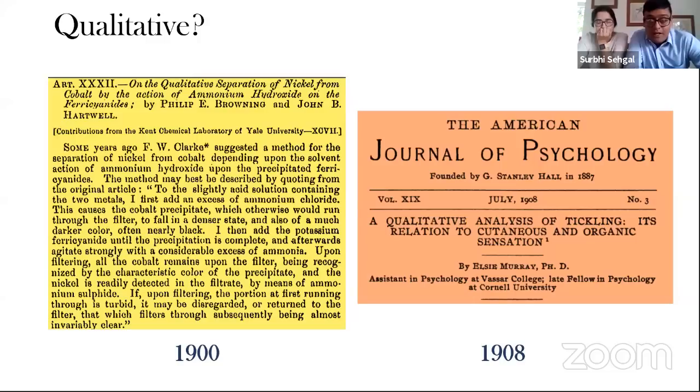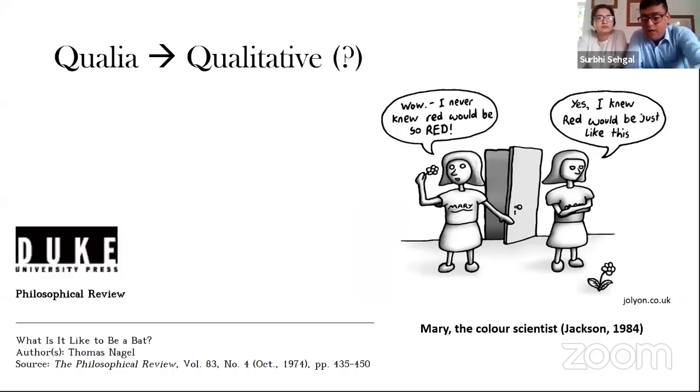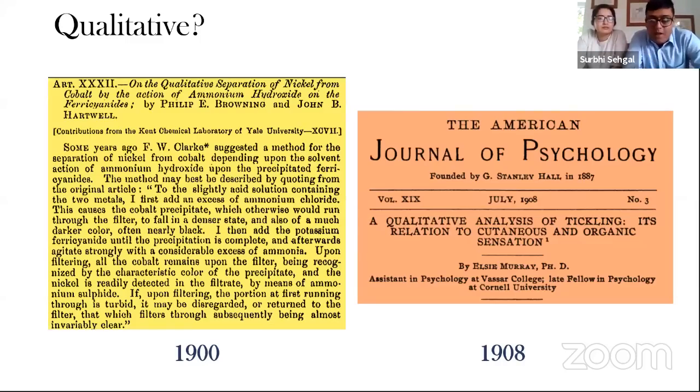On the left-hand side, there's a paper titled On the Qualitative Separation of Nickel from Cobalt by the Action of Ammonium Hydroxide on the Ferricyanides. That's one of the earliest uses of the term qualitative in a scientific paper, and that was in the year 1900. On the right-hand side, the orange bit, is the first time the word qualitative appeared in a psychology journal.